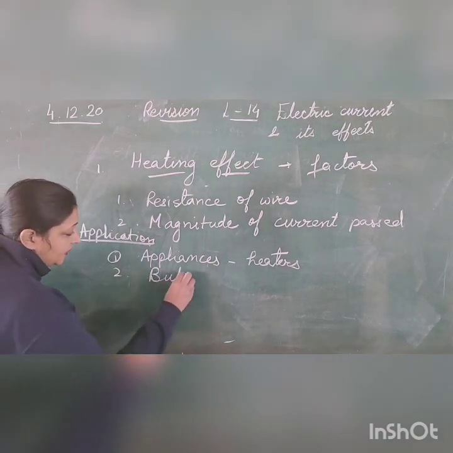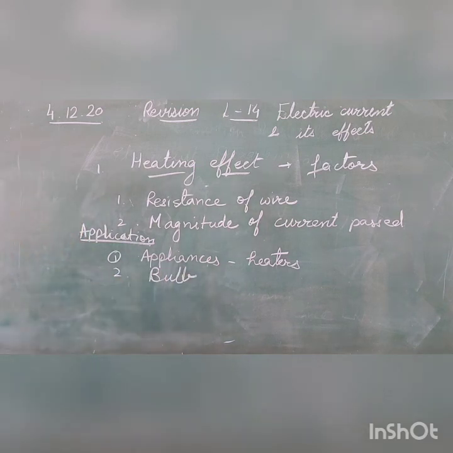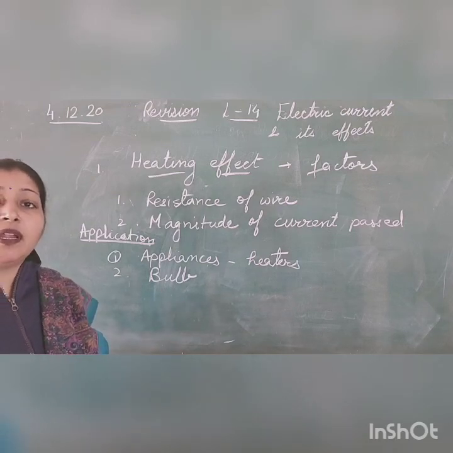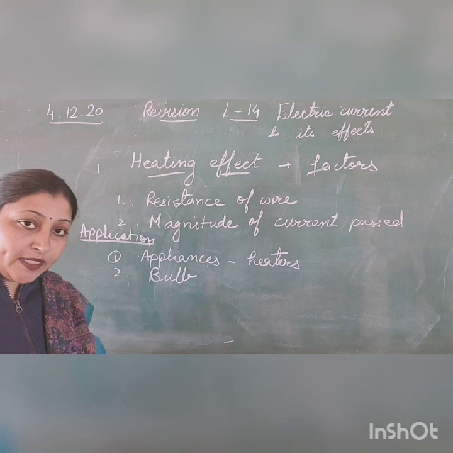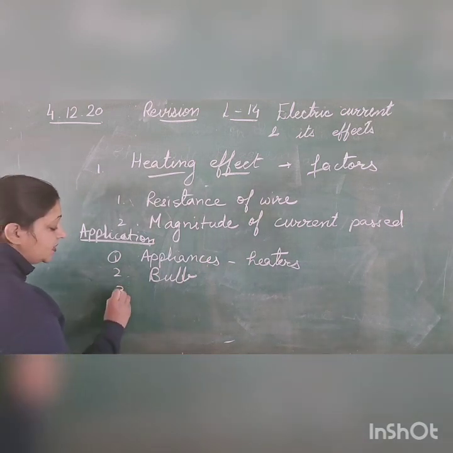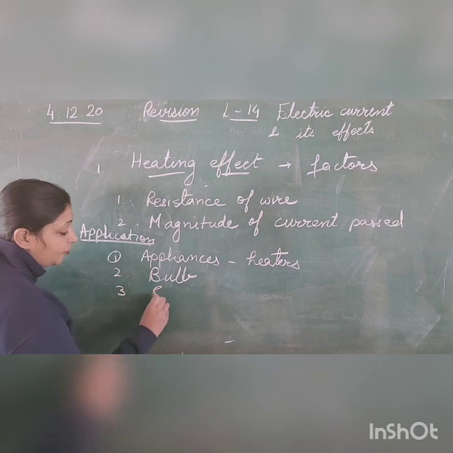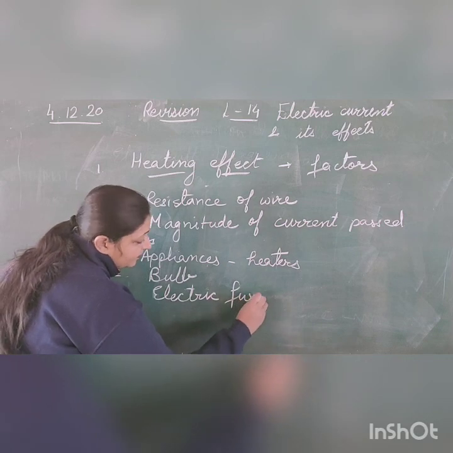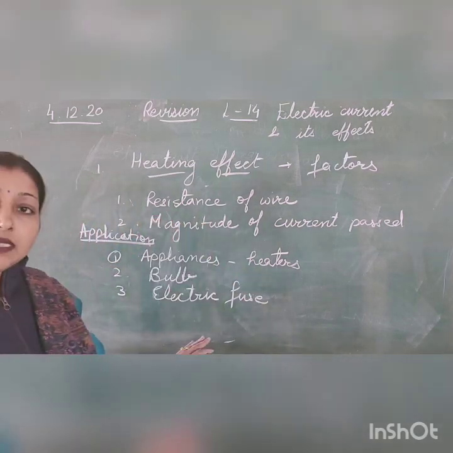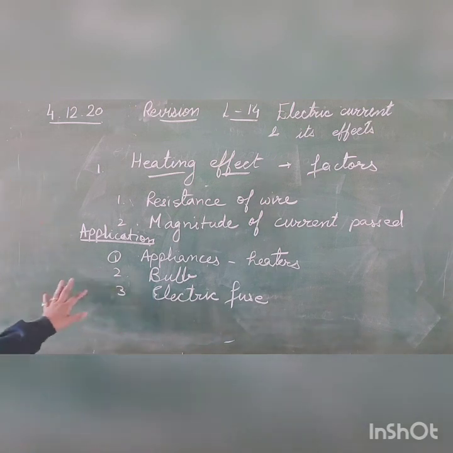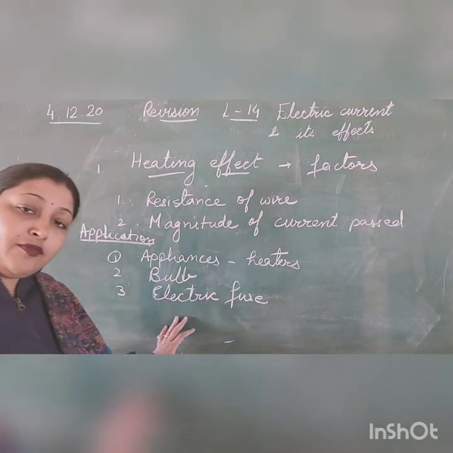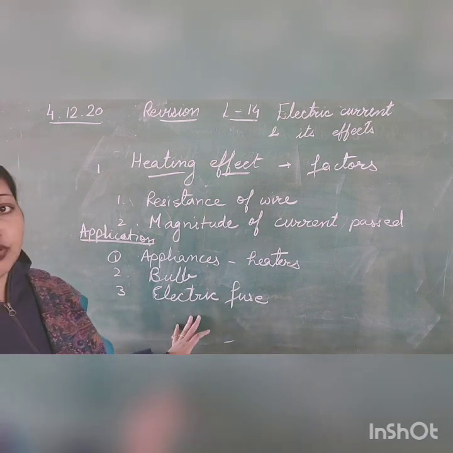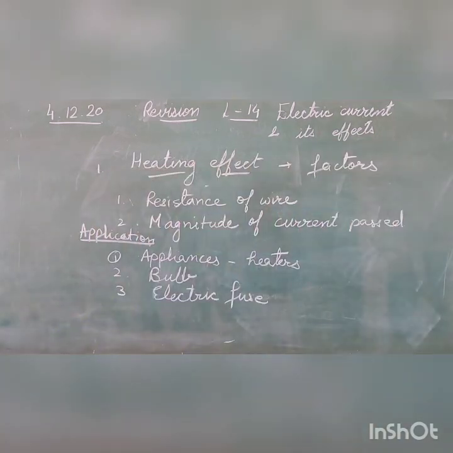Second, we are using the bulb. We all had studied that a bulb has tungsten metal. And when you switch on the electricity, this tungsten metal gets heated up. I hope it is clear. Third is electric fuse. Number third is electric fuse. Electric fuse is also based on the heating effect of current, which we will discuss in tomorrow's tutorial. I hope that's all for now and it is clear to you all. So children, all the best and revise it.